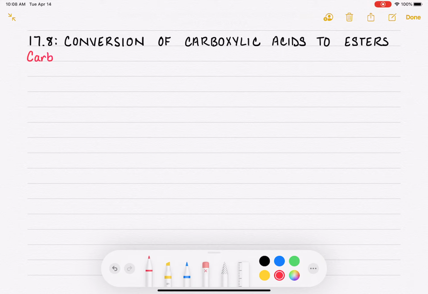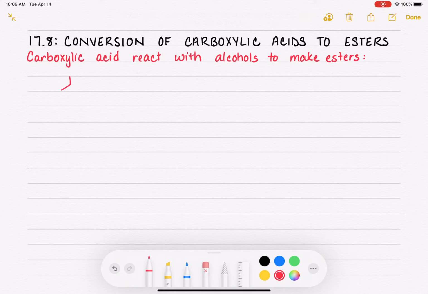Carboxylic acids react with alcohols to make esters. And the reaction looks like this. We can take any carboxylic acid. I'm just going to draw a little tiny carboxylic acid. So this is our carboxylic acid.